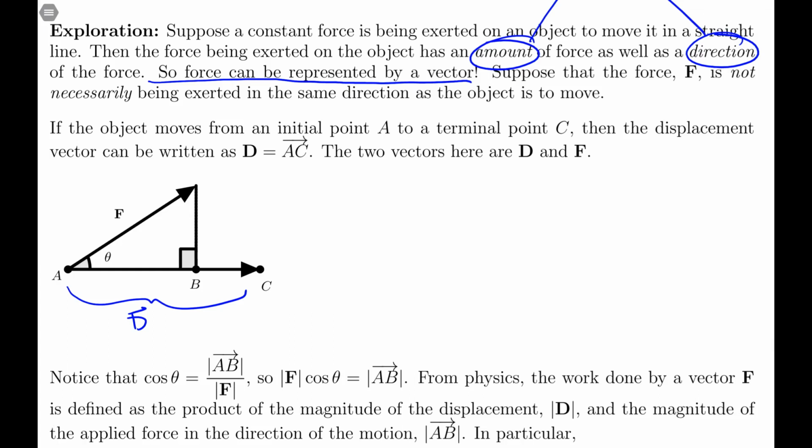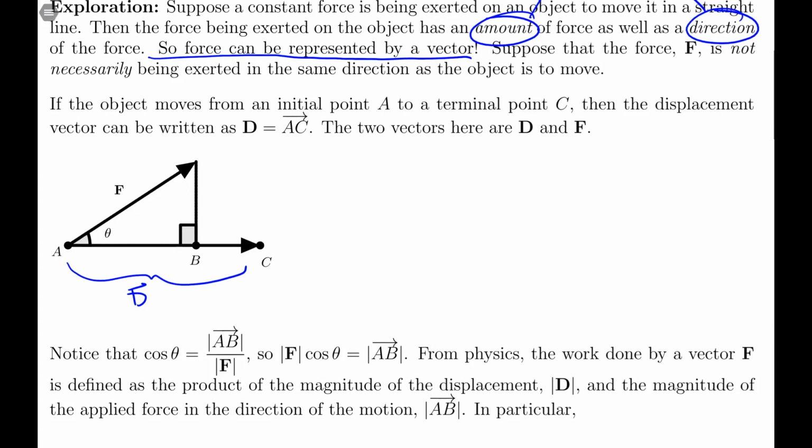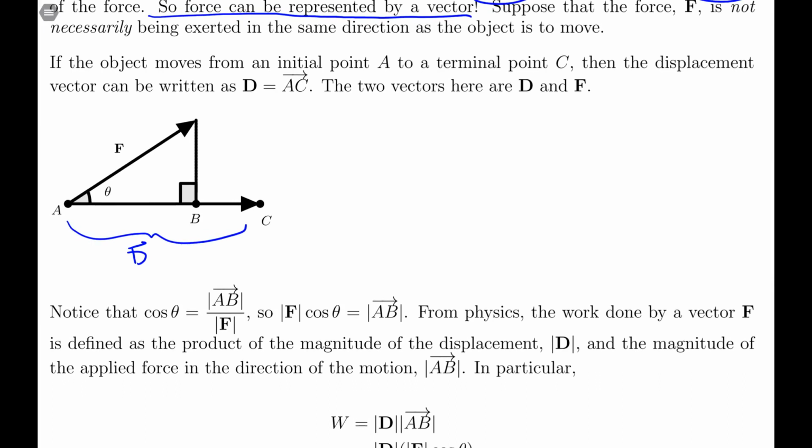So we now have two vectors here. A vector AC, which is D, and a vector F. And we have an angle between these two vectors, but we don't really have a right triangle between D and F, but we do have a right triangle from AB to F.